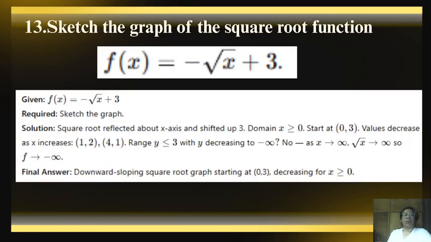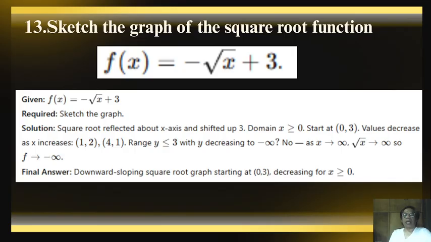And then practice problem number 13. Sketch the graph of the square root function, a function of x equals negative square root of x plus 3. So we're given a function of x equal to negative square root of x plus 3. So we are required to sketch the graph. So solution: the square root reflected about the x-axis and shifted up 3.